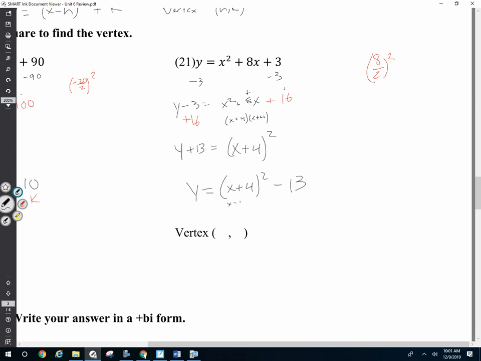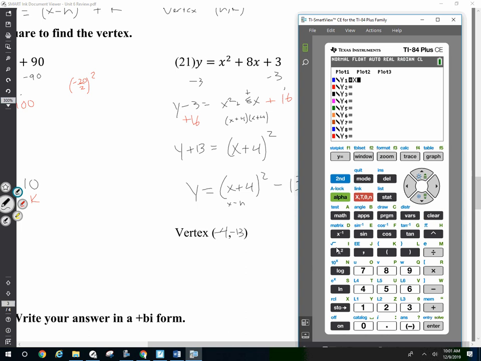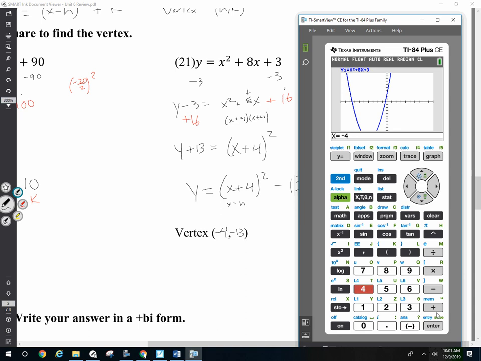x minus h, that means h is negative 4. We remember from transformations that inside it ends up being opposite. So it's not that I'm going to get positive 4 or shifting to the right 4. This is shifting to the left 4. This is shifting down 13. So negative 4, negative 13. If I graphed, I'd be able to see that same stuff. So you could see negative 4, negative 13, that's going to be the minimum. Okay.